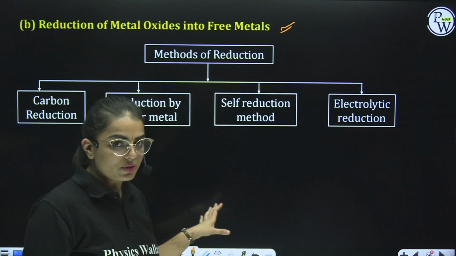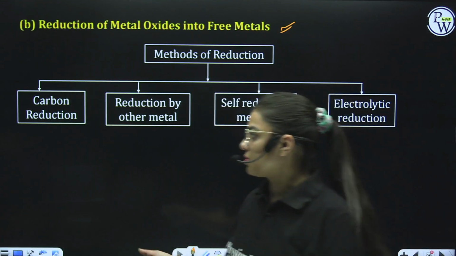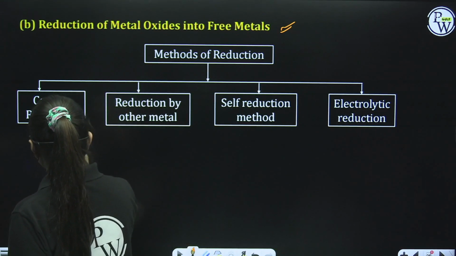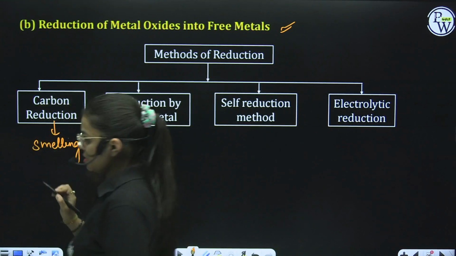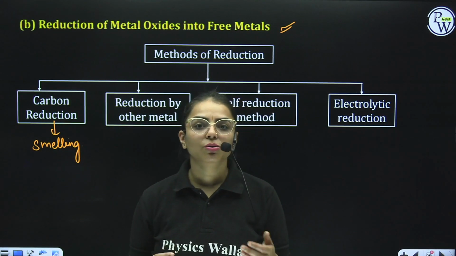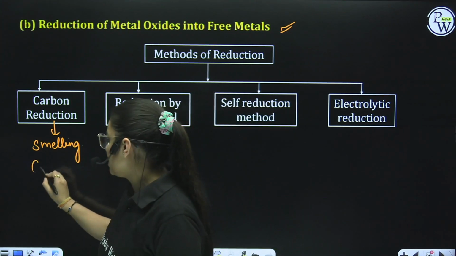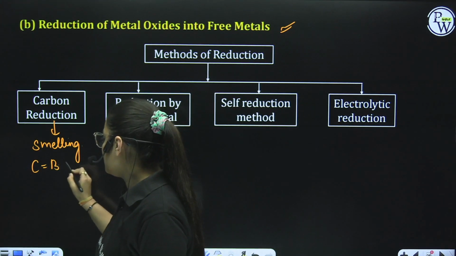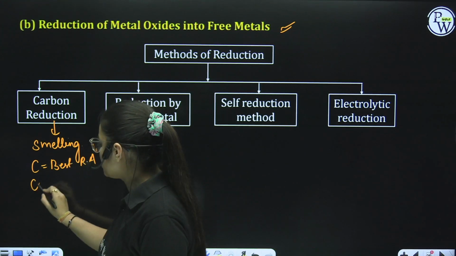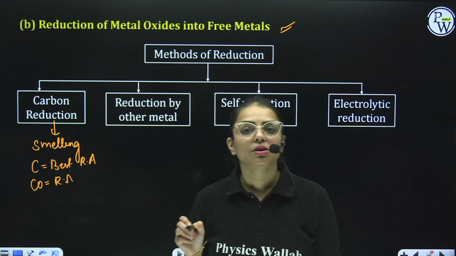If I move on with the first part, that is the carbon reduction, that is basically the smelting process. Carbon reduction basically is your smelting process. Here you are going to take different reducing agents. The best reducing agent is carbon. Even CO is used as a reducing agent. Carbon monoxide is also used as a reducing agent.